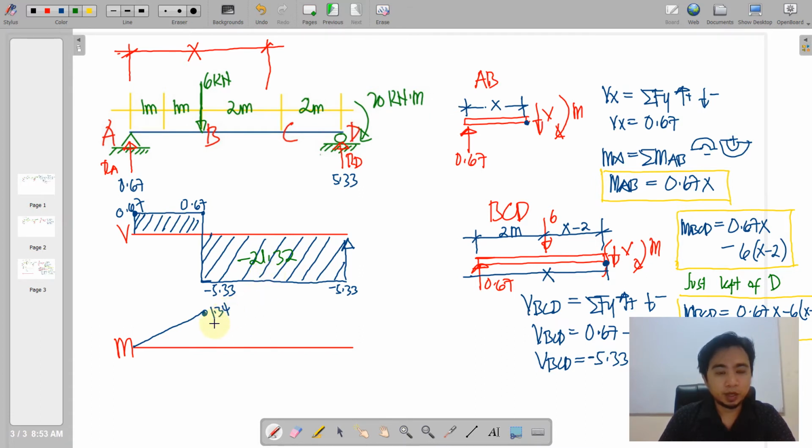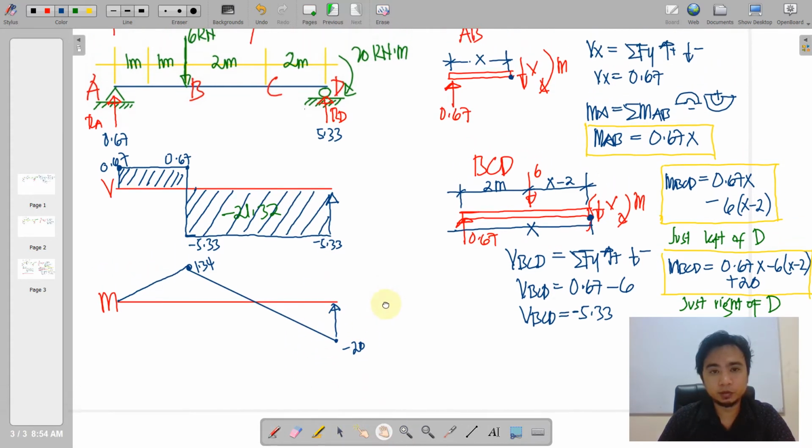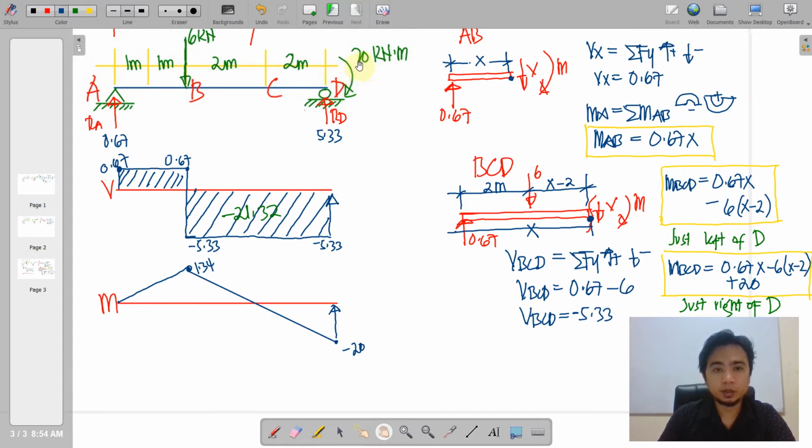So we have positive 1.34 less 21.32, and that will be approximately equal to negative 20, and that will be connected by a straight line. Eventually it will go back to 0 because just right of D we have here the positive rotation 20 kilonewton meter. Okay, so that tends to close this moment diagram, and this completes the problem. Okay, so let's move on to another problem.